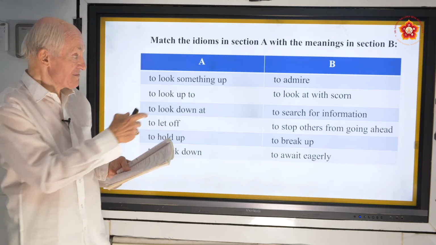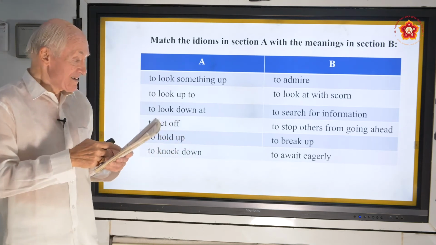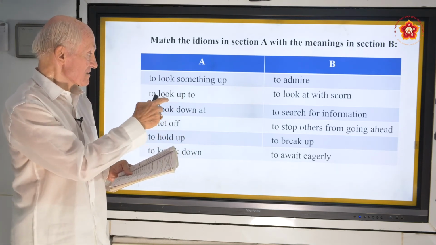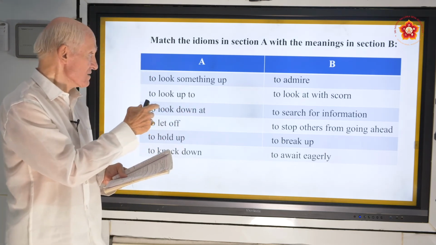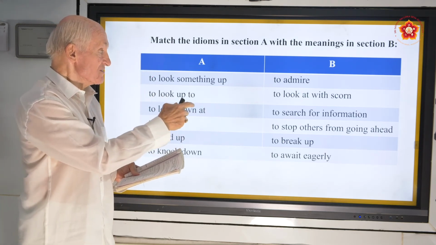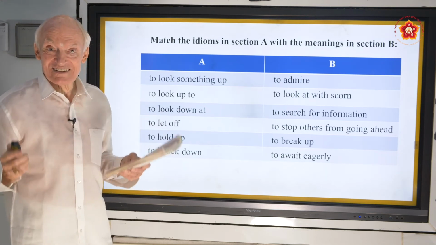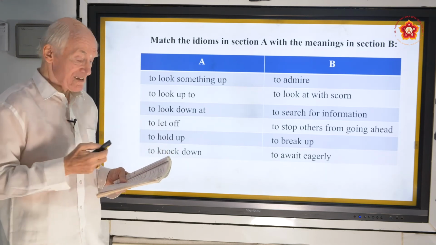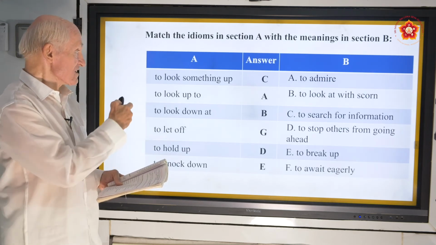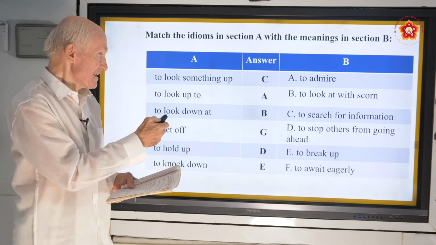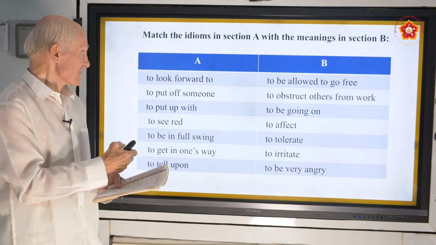Okay? So we have these choices. And we have to admire, not correct. To look with some scorn, no. To look something up, to search for information. That's exactly what looking something up means. So let's go. To look something up, C is the right answer, to search for information.